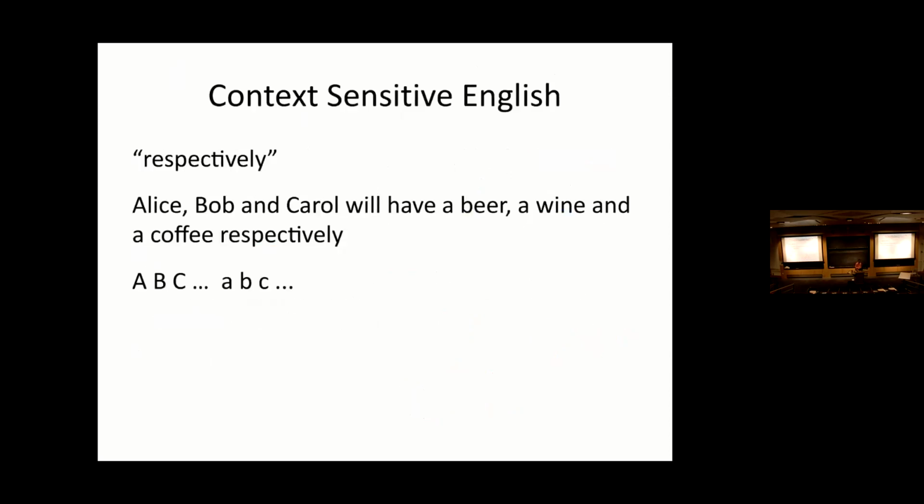So even English might not be completely context-free. This is, I think, really a semantic example rather than a syntactic one, but it kind of illustrates the idea. So it's good to think about. That's the respectively construction. So if you say Alice, Bob, and Carol will have a beer, wine, and a coffee respectively, then you're effectively setting up a dependency between A and little a, B and little b, C and little c. It's hard to argue that this is syntactic exactly. But there's clearly something going on there. There's clearly something semantic. So even English can be context sensitive in a way.